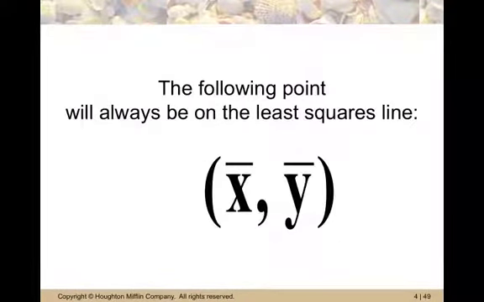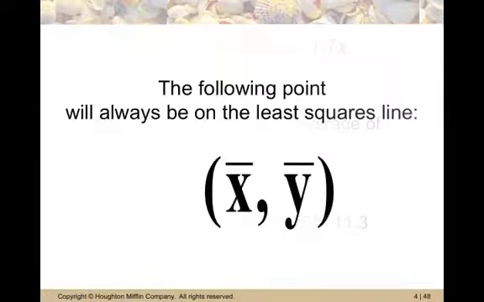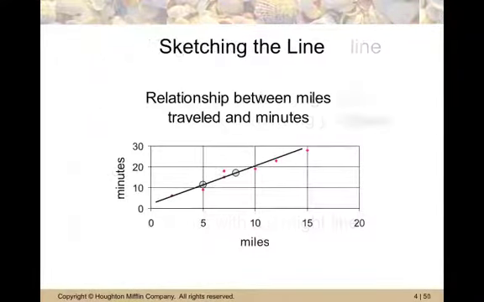You could also use the y-intercept. You could always plot 0, 2.8. That makes it really easy to do also. All right. So again, graphing, you're going to use 2 values in the range of x, compute the corresponding y values. You can use your y-intercept and the x bar, y bar. Those are always nice. Plot the points and then just join them with a straight line.